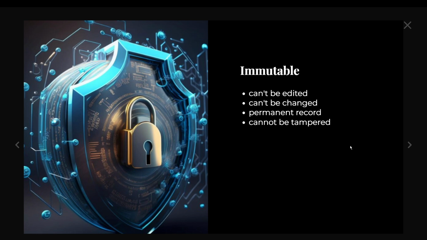If someone is trying to change the data in their block, then the hash of that block will change, and the chain that is being formed will be broken. So it is very hard to tamper with the data on the blockchain. We can say it is almost impossible to change.